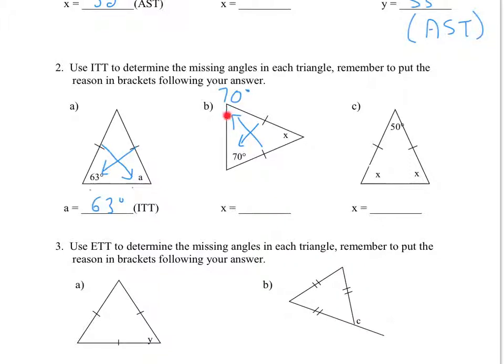So now that I have that this is 70, I can now find angle x by taking the other two angles away. So 180, take away 70, and take away the other 70, which is 40 degrees. So to find angle x, I used ITT and I used AST. I used ITT to find angle 70, and I used AST to find my x value. But both were needed to get my final x value.